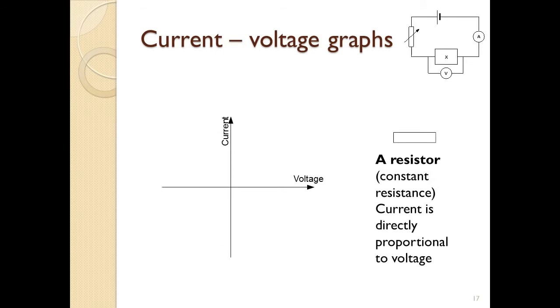You need to know what current voltage graphs would look like for different components. A resistor has a constant resistance and the current is directly proportional to the voltage, so the graph would be a straight line. Note it's symmetrical. Resistors behave the same in negative voltages as they do for positive voltages. The current goes backwards in the other direction.